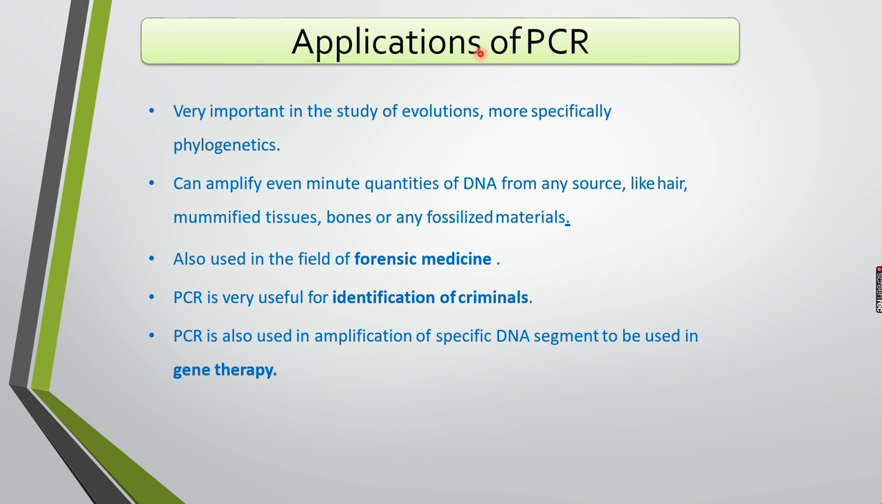Okay, now we'll see the applications or uses of this technique. It is very important in the study of evolution and mainly in phylogenetics. Phylogenetics, evolutionary development, is useful in the diversification of species. Phylogenetics is the word we use in evolution for species diversification. So for this study of evolution, PCR is very useful.